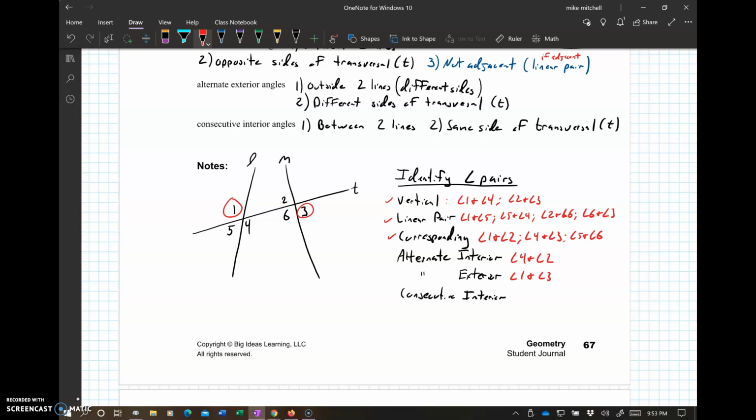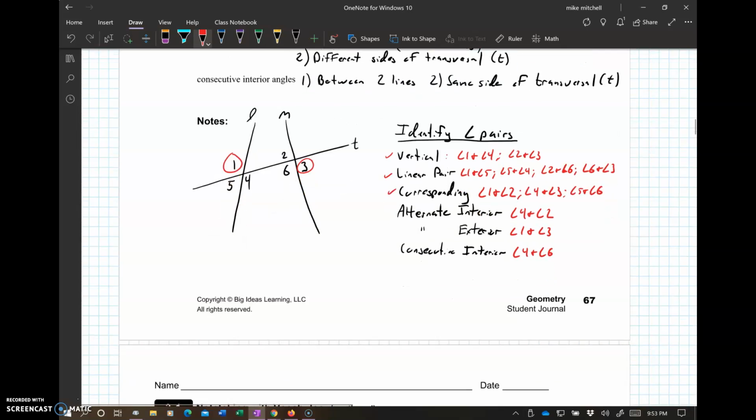Consecutive interiors. Pause it. Thanks for pausing. Angle 4 and angle 6. So those are our angle pairs there.